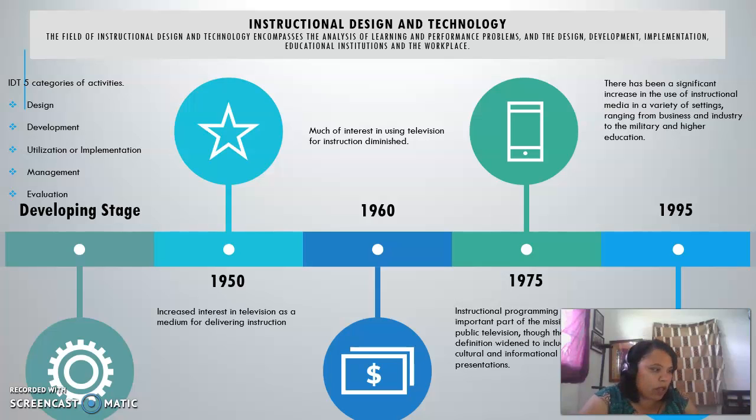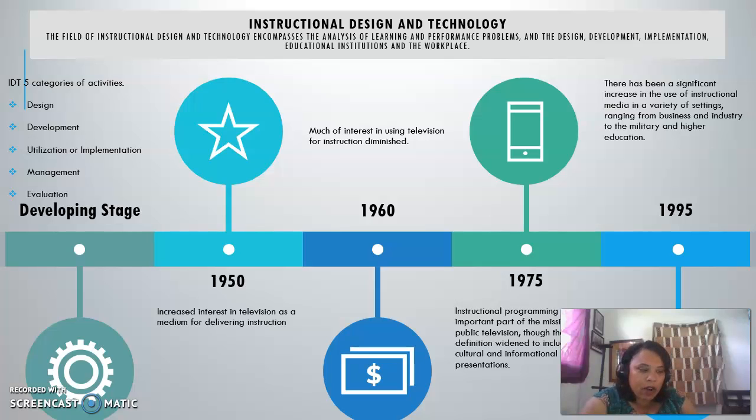The purpose of the article, A History of Instructional Design and Technology, Part 2, A History of Instructional Design, is to define the field and identify an instructional design that allows for adjustments and a cyclical flow to better facilitate evaluation and change based on the findings. The field of instructional design and technology, IDT, encompasses the analysis of learning and performance problems and the design, development, implementation, educational institutions, and the workplace.